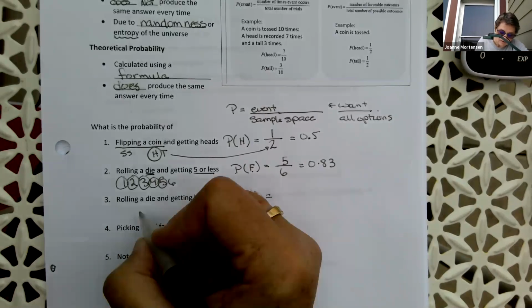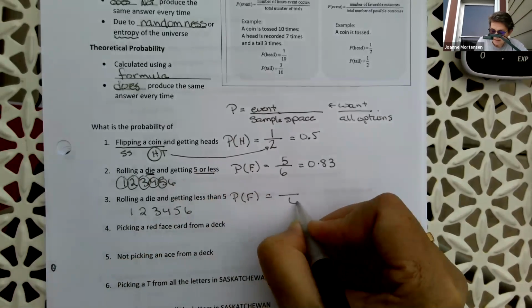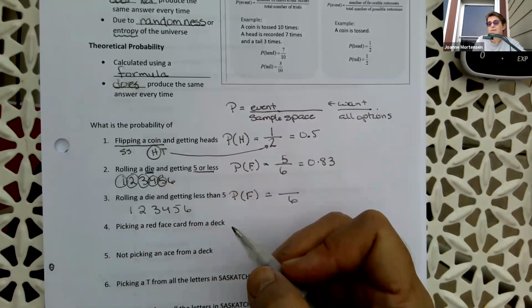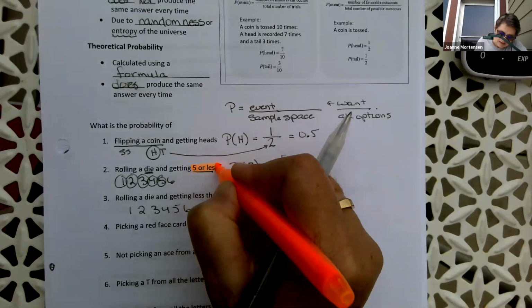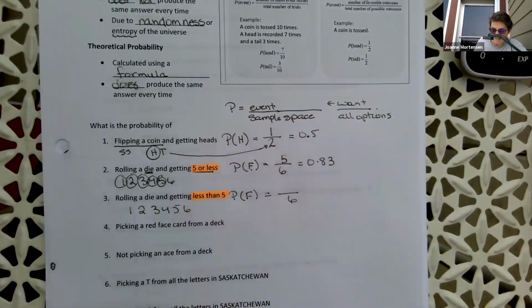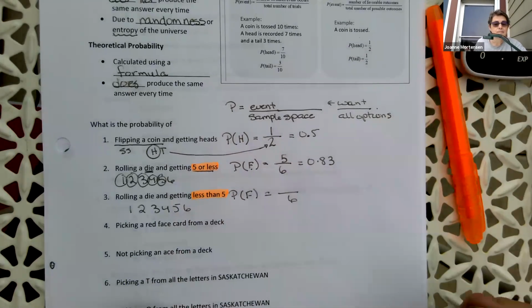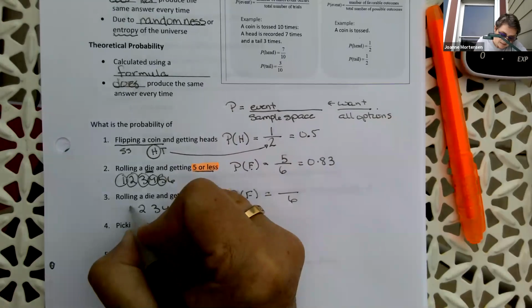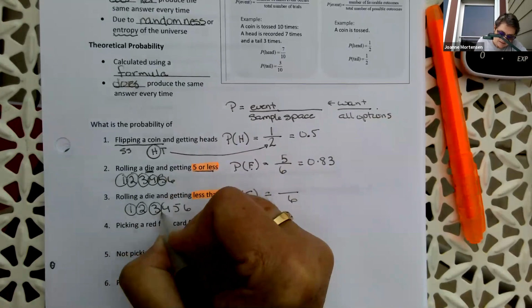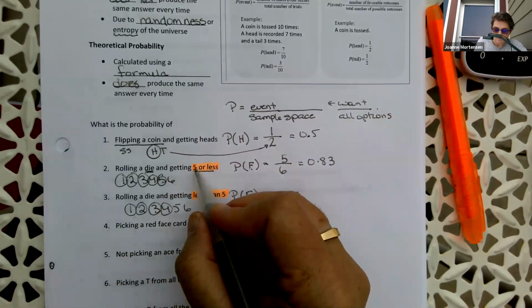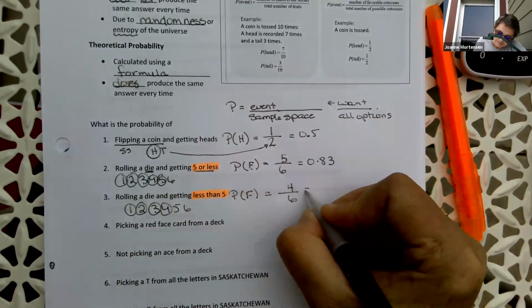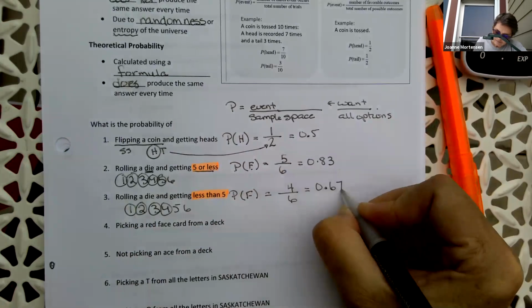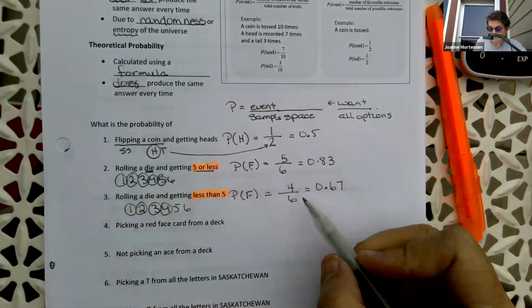Now rolling a die and getting less than 5. So 1, 2. My sample space is still the same, but one of the things in this section is going to be careful reading. This was 5 or less. This was less than 5. So this time we don't include 5. It has to be less than 5, that's less than 5, that's less than 5, that's less than 5. See, when we did the other one, we wanted 5 or less, and that all worked, including it. So careful reading. So 0.67. If you want, you can reduce that down to 2/3.